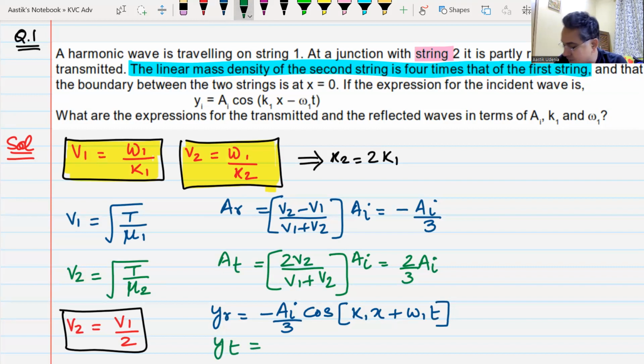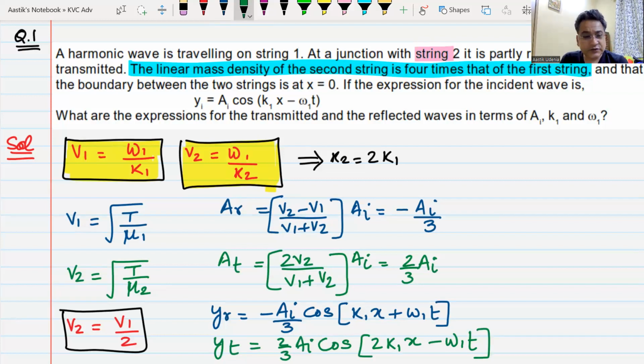Now you have the formula for the transmitted wave: 2 by 3 AI cos of 2k1 x minus omega 1t. The wave is written, so you have to write it in the same way. It is still minus omega 1t.